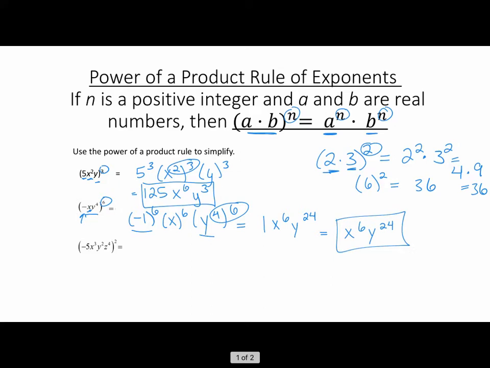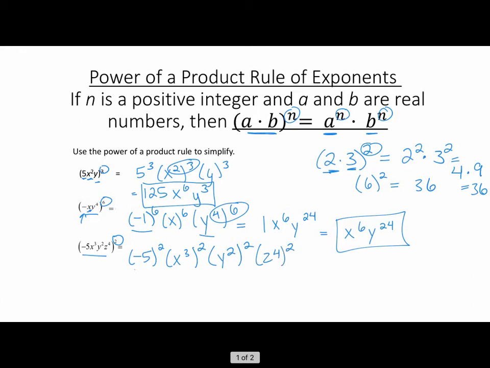Our third example, we've got another product inside. That's all multiplication. So let's start with our first factor. Negative 5 gets this power. Our second factor, x to the third, gets that power. Our third factor, y squared, gets that power. And that last factor, z to the fourth, gets that power.